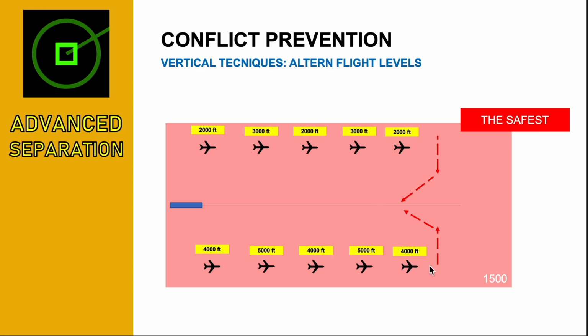And the safest one, of course, is to alternate both levels, but here you have 4000, 5000, 4000, 5000. But in my opinion, it's not the most optimal, because then you have traffics here flying faster than these ones. Because if you have the same indicated airspeed here, the traffics that are higher are flying faster. And you see this concept in the elementary level. So go ahead and watch that video if you didn't watch it.